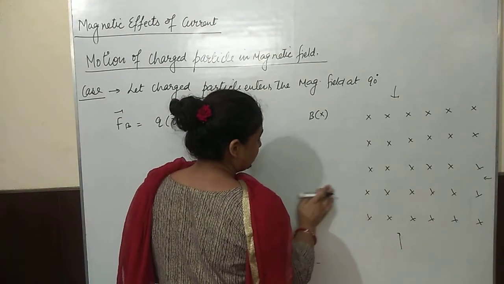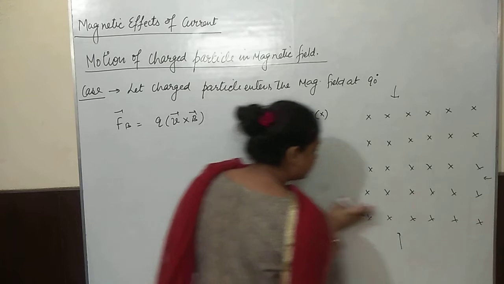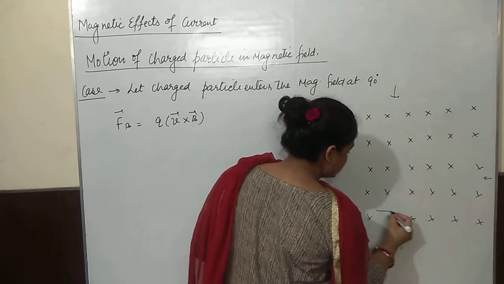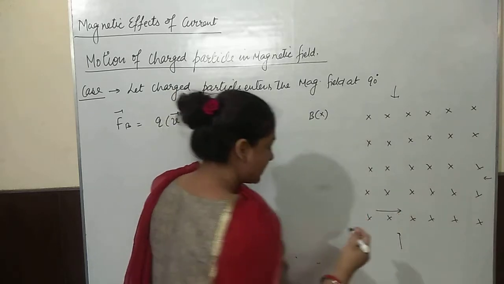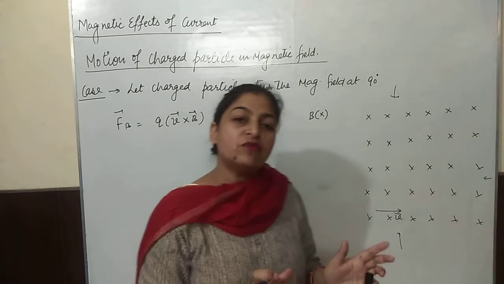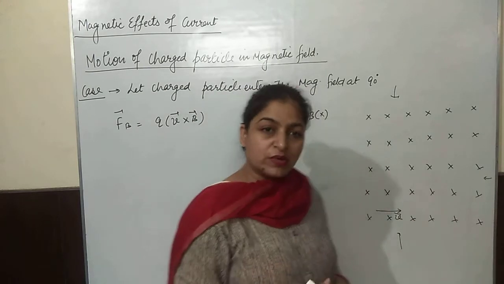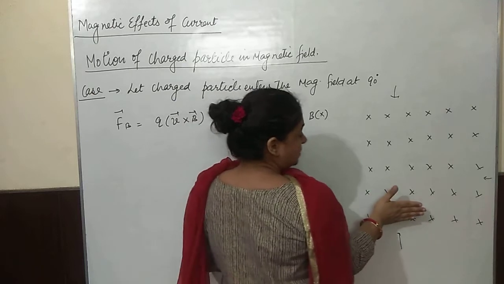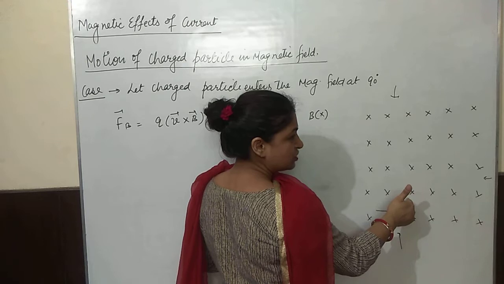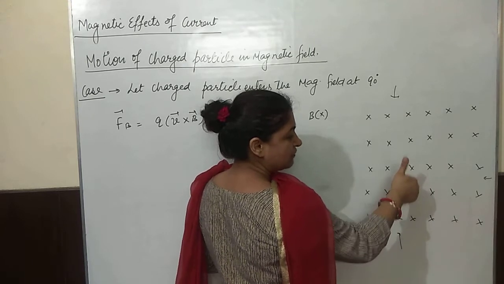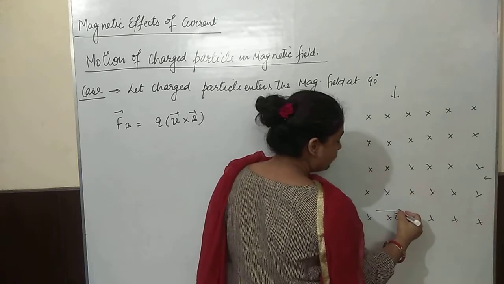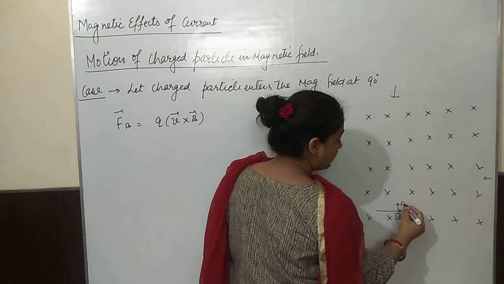Let us consider only one direction. Let us consider the charged particle has entered the field in this direction. So this is the velocity vector. It has entered the field. Now we have to see in which direction it is going to move. Stretch your fingers in the direction of velocity, curl them in the direction of the field, and the thumb will give you the direction of the force.